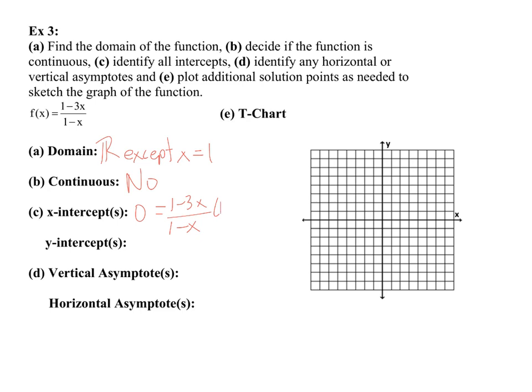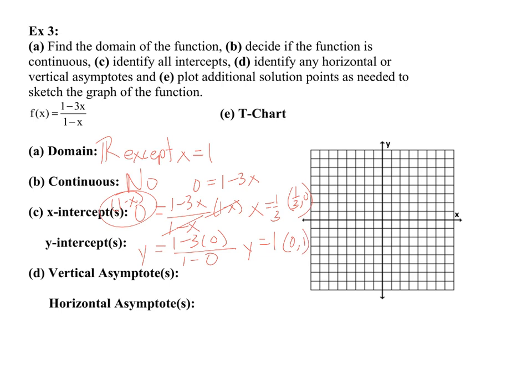All right, multiply by 1 minus x on both sides. It's a little scrunched here. All right, so I end up with 0 here. So I get 0 equals 1 minus 3x. And if you solve for x, you get 1/3. So you'll be at the point (1/3, 0). All right, and then for the y-intercept, I will have y is equal to 1 minus 3 times 0 over 1 minus 0. And that's y equals 1 then, when it simplifies. So that's at the point (0, 1).